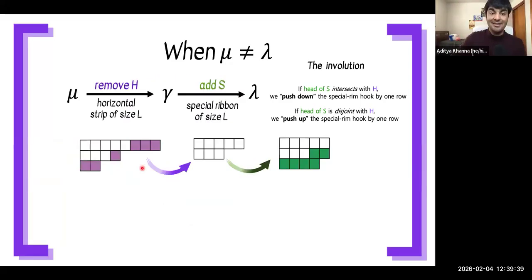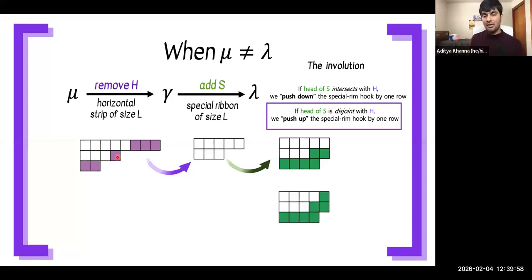What does that mean? So this is the setup that we currently have. And now let's look at this. This is the head of my special ribbon. It is 1, 2, 3, 4, 5 in the second row. And then if I look at this, this is 4 in the second row. And that means they don't intersect. So now I push my special rim hook up and I get this new one.